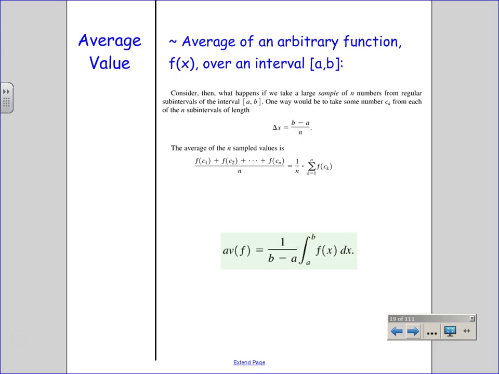Well, if they say average value, hopefully you know exactly what to do. When do we use the integral to find the average? Now, do you guys literally have to be able to connect the Riemann sum to the integral? Not technically.